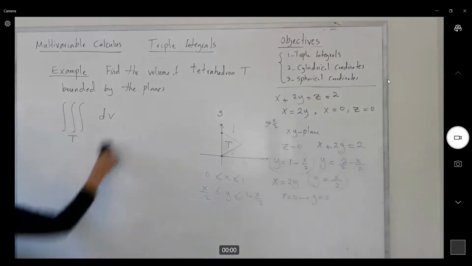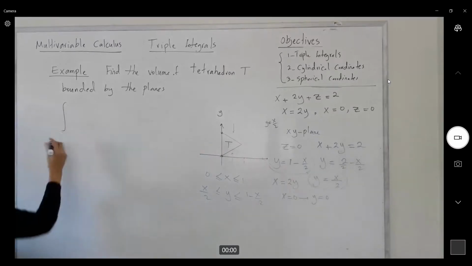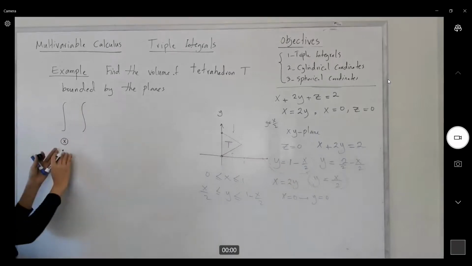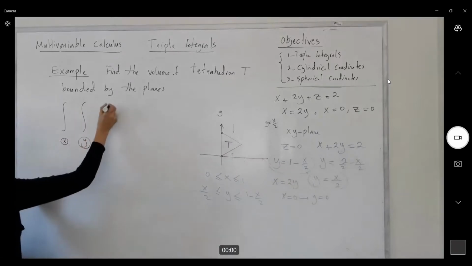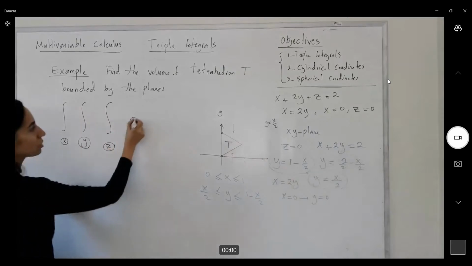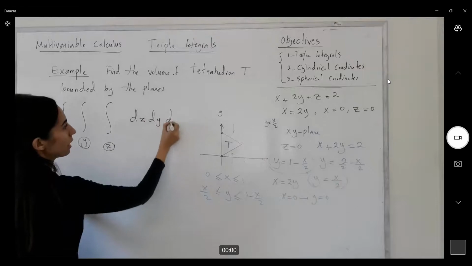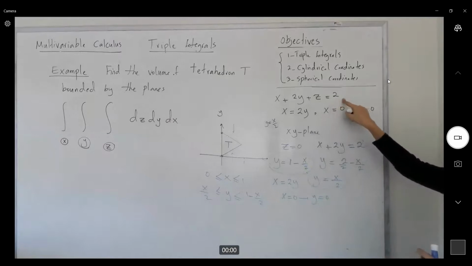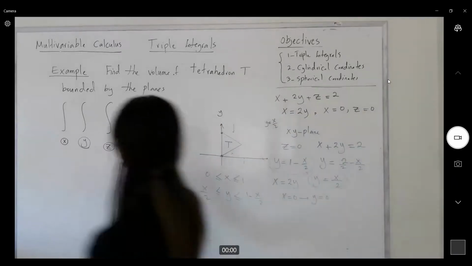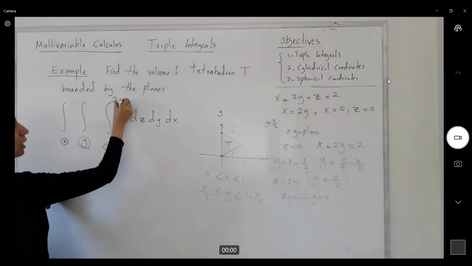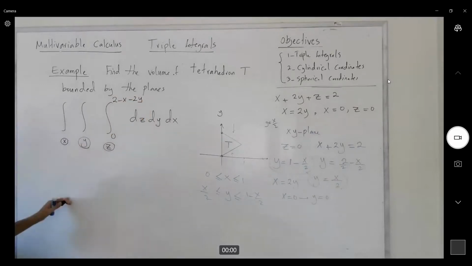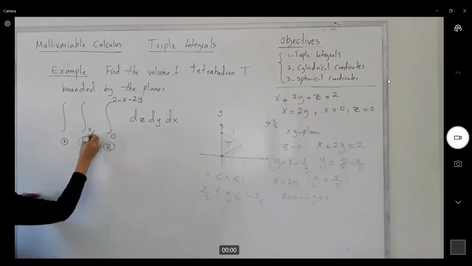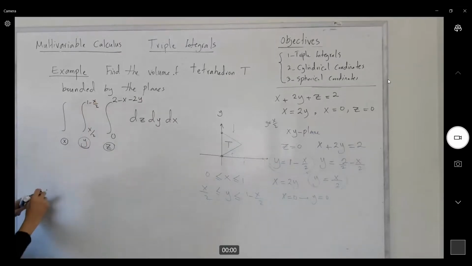Okay, so this triple integral can be written like this. The integral with respect to x is your outer integral, the inner integral is with respect to y, and the inside integral is with respect to z. So dz, dy, and dx. For z, z goes from 0 to 2 minus x minus 2y. Your y is in between x over 2 and 1 minus x over 2, and your x ranges between 0 and 1. Very well. Let's take these integrals.